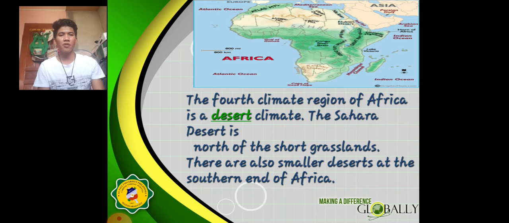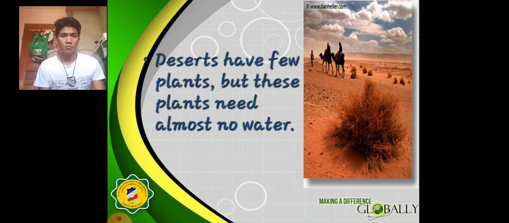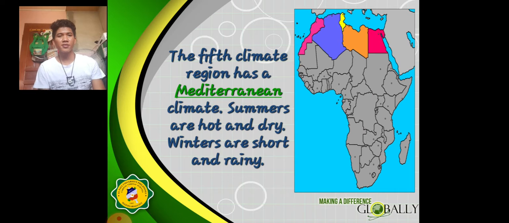The third climate region of Africa is a desert climate. The Sahara Desert is north of the short grassland. There are also smaller deserts at the southern end of Africa. Deserts have few plants, but these plants need almost no water. The fifth climate region has a Mediterranean climate. Summers are hot and dry, winters are short and rainy.